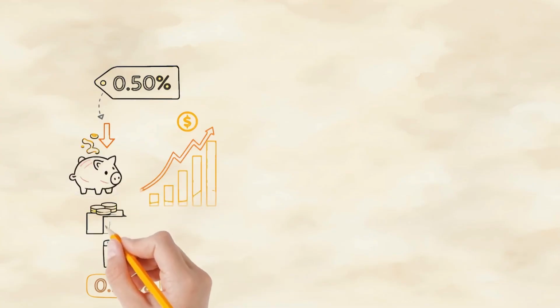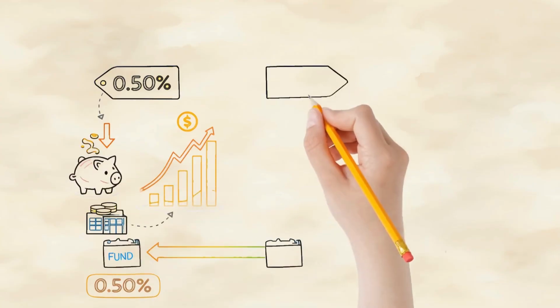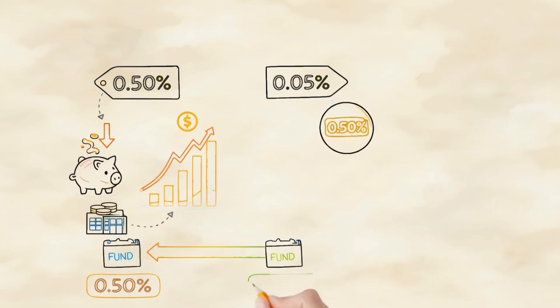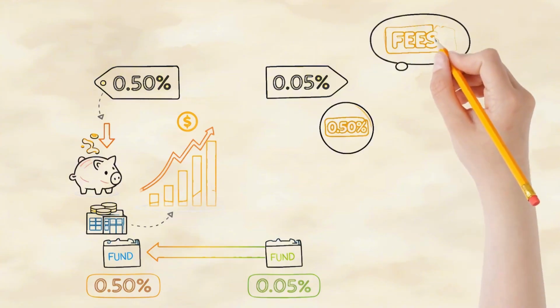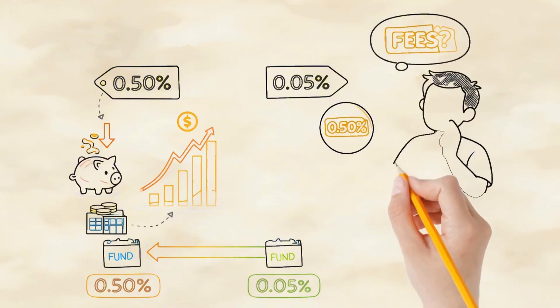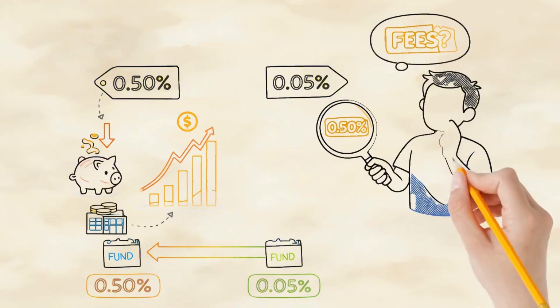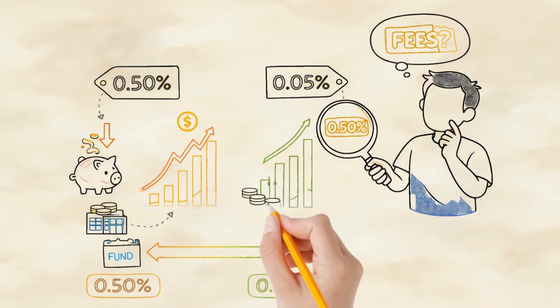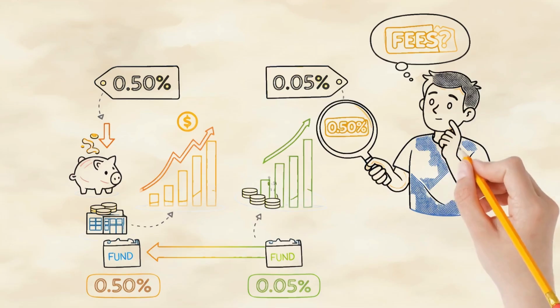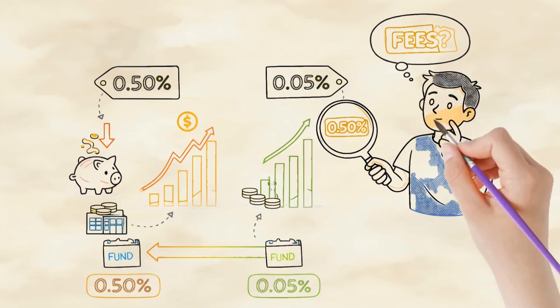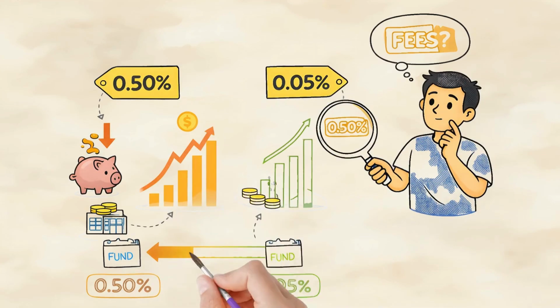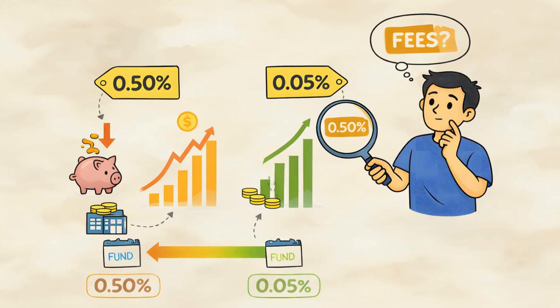Now the tiny term that quietly costs beginners the most, fees. Fees are what you pay to own or trade investments, and they compound against you year after year. The common one in funds is the expense ratio, the annual fee a fund charges as a percentage. Example, 0.50% versus 0.05% looks small, but over many years, it can become meaningful. Common mistake, choosing a fund because it sounds good without checking the expense ratio.